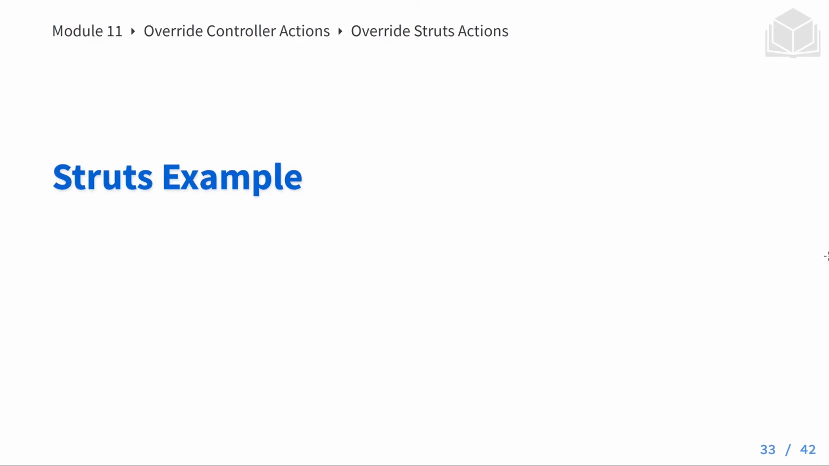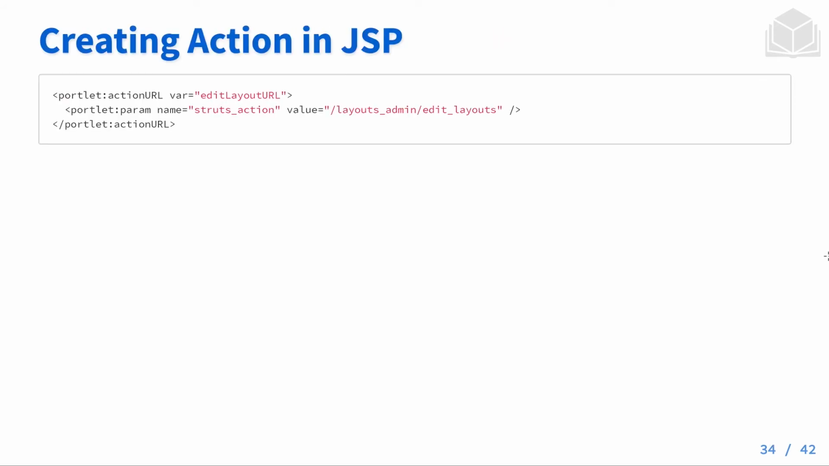We're going to go over a quick Struts example. So here we're going to create an action in the JSP. We're going to specify this portlet action URL, give it a name of editLayoutURL inside of the var. We'll go ahead and define the portlet parameters, which in this case are struts_action, and give it a value of /layouts_admin/edit_layouts.